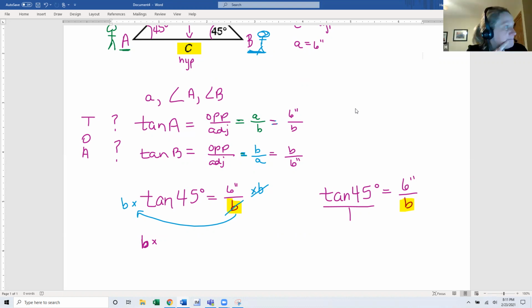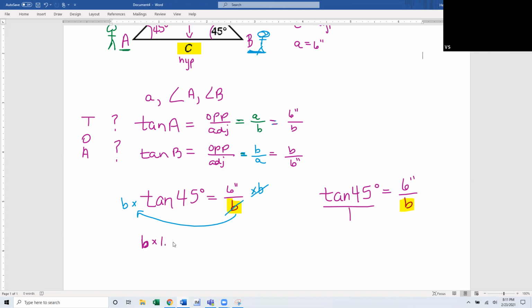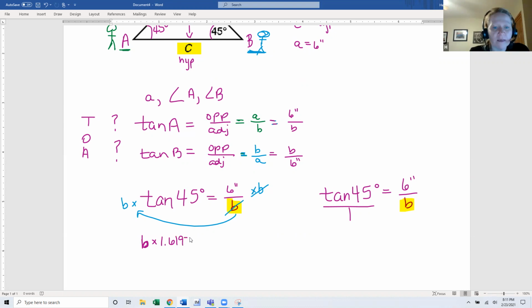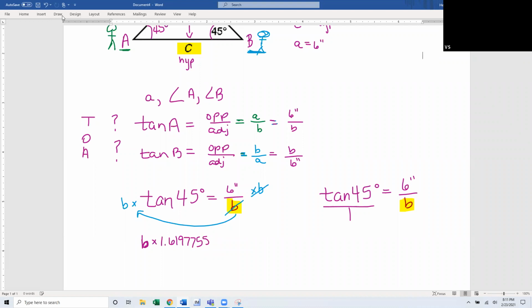Sorry, I missed that. 1. With a decimal behind it, right? Yes. So it would be like 1 point. I'm going to put a bunch of them up here because I want to make sure everybody's getting their calculator to calculate tangent 45. What number is that? That's tangent 45.